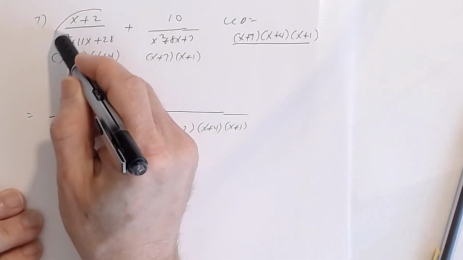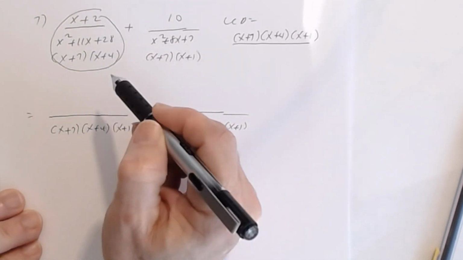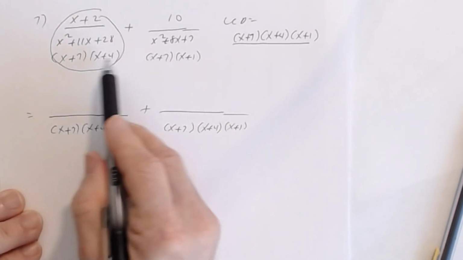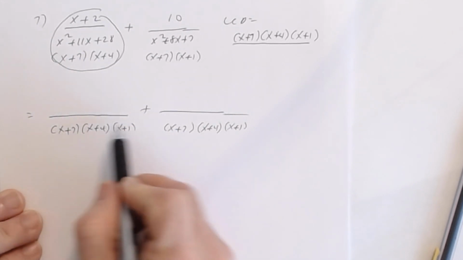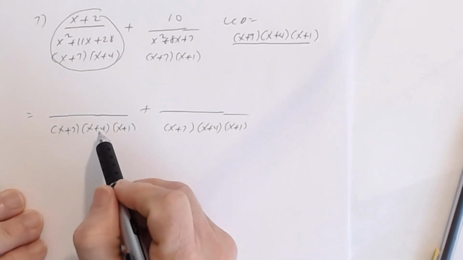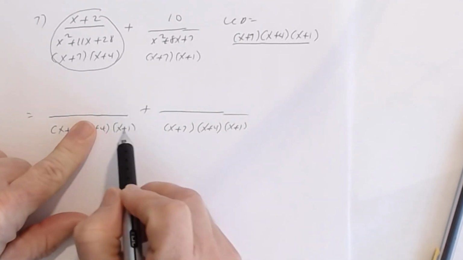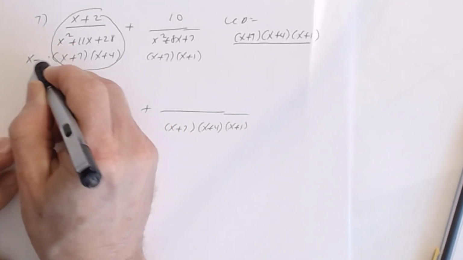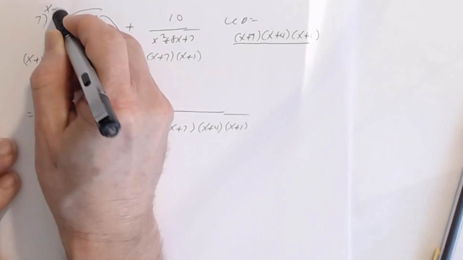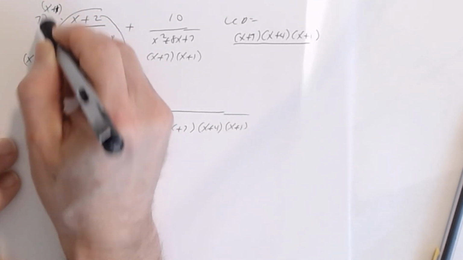So this right here, I have to rewrite. See, here's my denominator. It has these two factors, but I want these three. I want that LCD. So I have the x plus 7, x plus 4. I'm missing the x plus 1. So you're going to say times x plus 1. That's x plus 1 here.